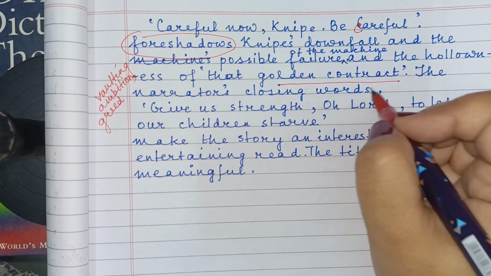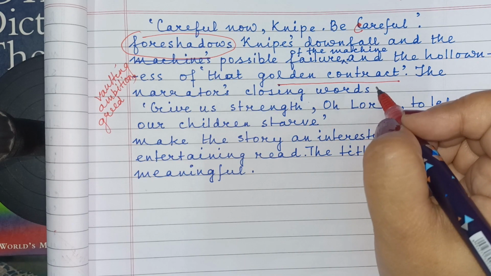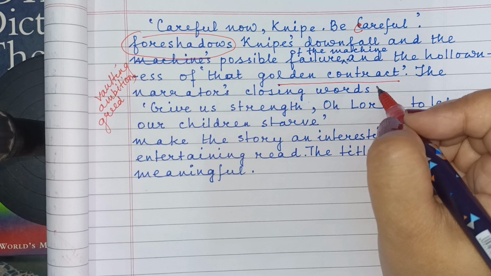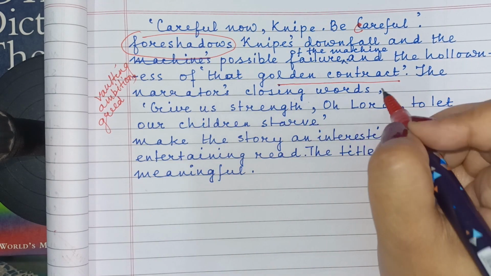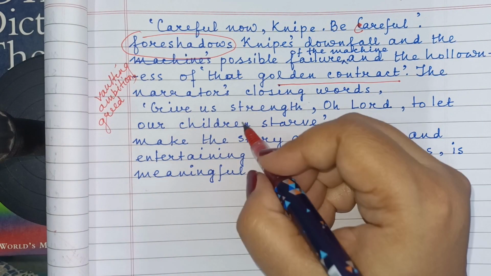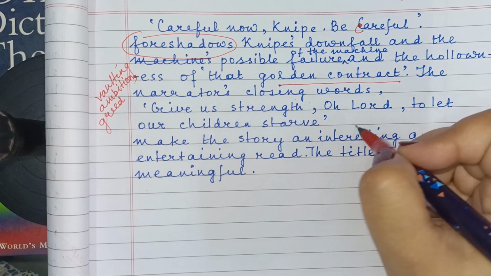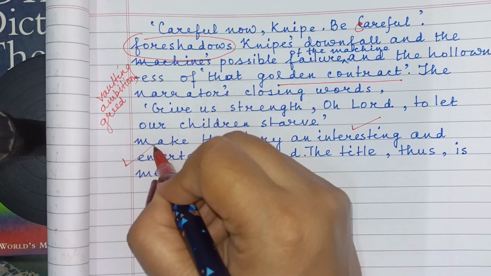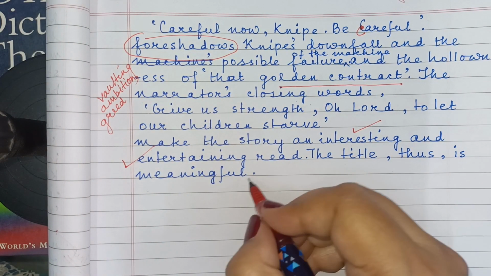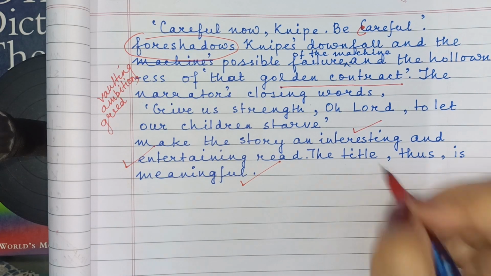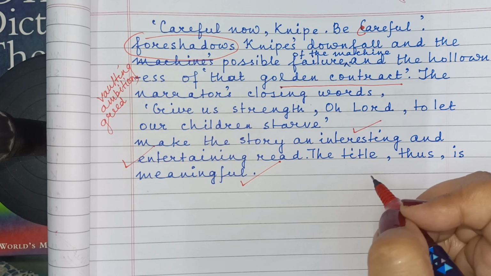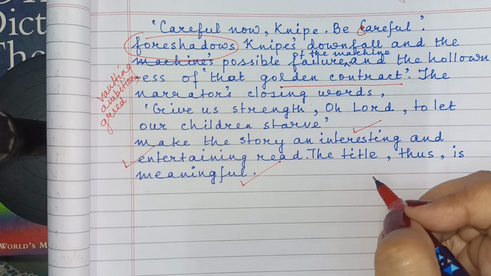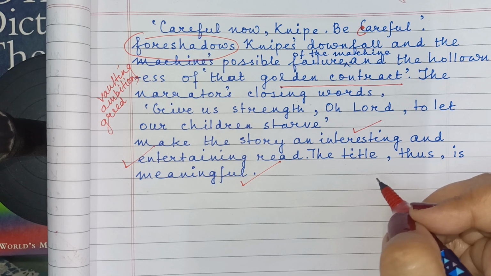The narrator's closing words, the conclusion, always use an appropriate conclusion at the end. The narrator's closing words: give us strength, O Lord, to let our children starve. Make the story an interesting and entertaining read. The title thus is meaningful. This unique title drew us towards reading the whole lesson, the whole story.